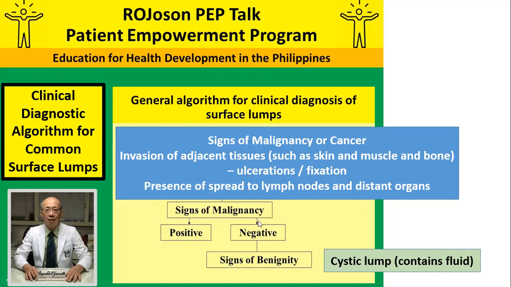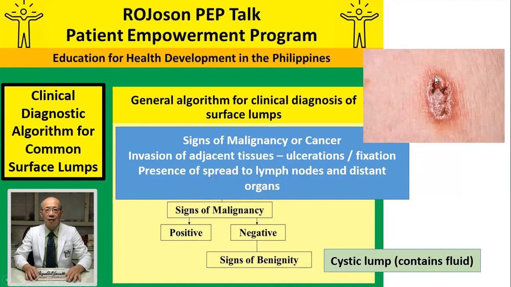So, if there are no signs of cancer, you can tentatively conclude it's most likely benign. You can breathe a little. But you still have to make sure that it's benign. So here's a good clue, signs for benignity. A cystic lump: if the lump seems to have fluid inside, it's probably not cancer. Not 100%, but there's a big chance it's not cancer.